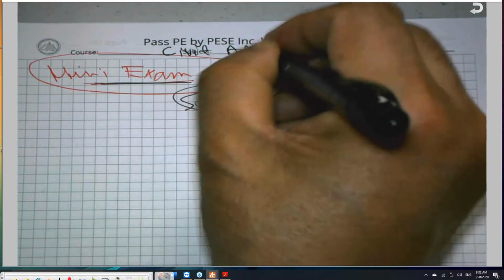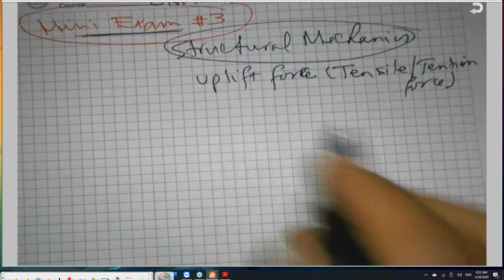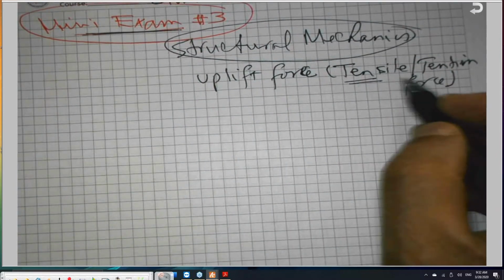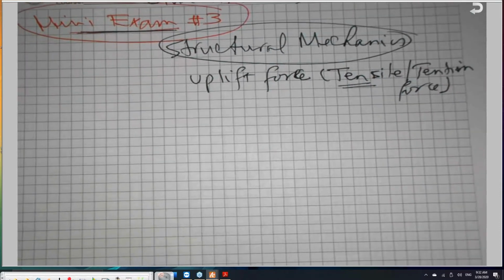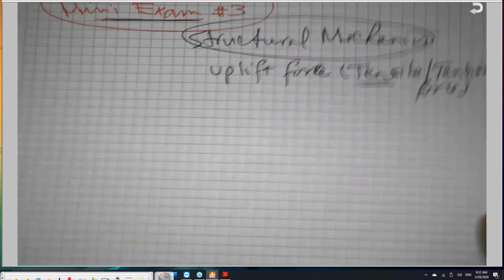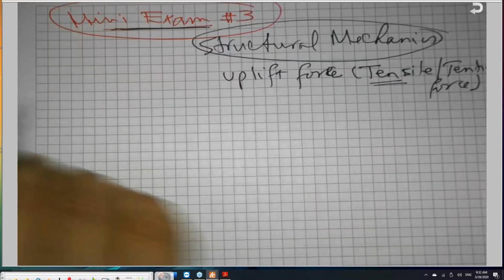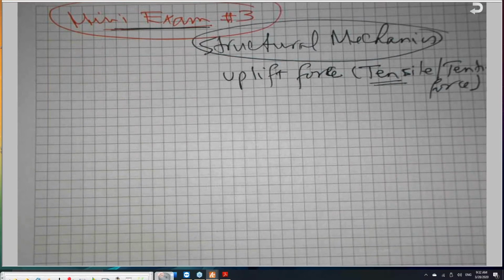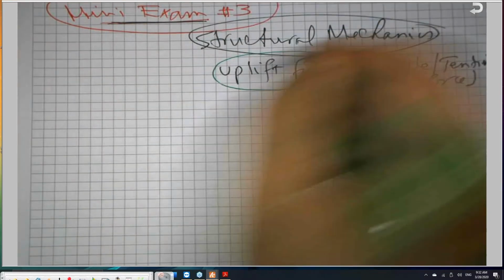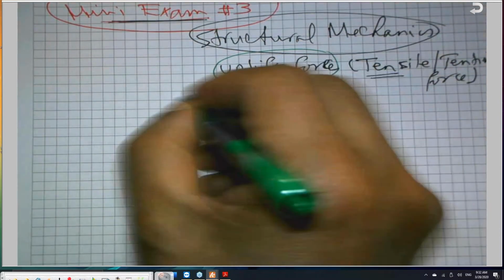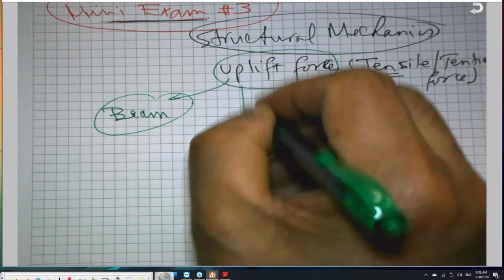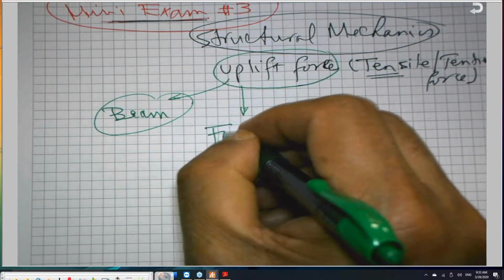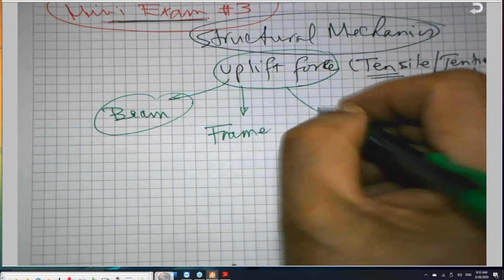So the uplift force could be for a beam, or for a truss, or for a frame. When we are talking about it here, we are talking about a force. So uplift force could exist in a beam situation, it could be for a frame, or it could be for a truss.